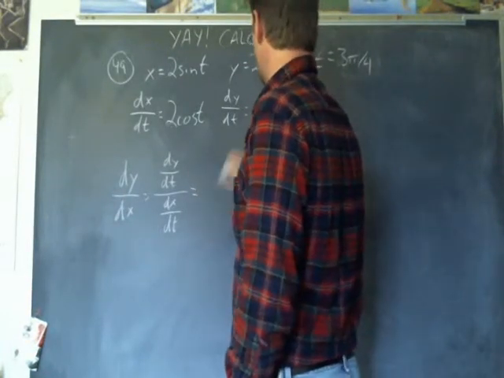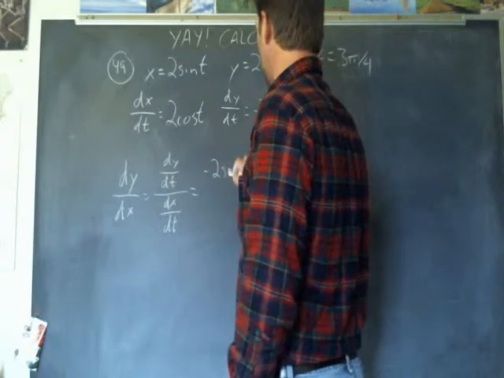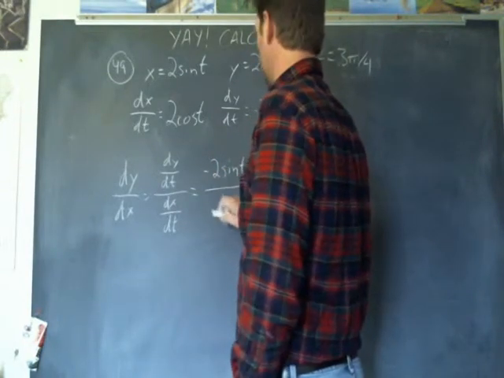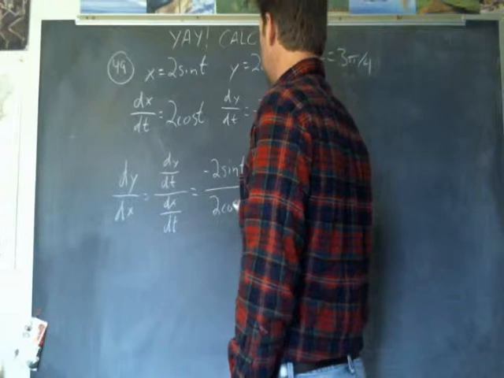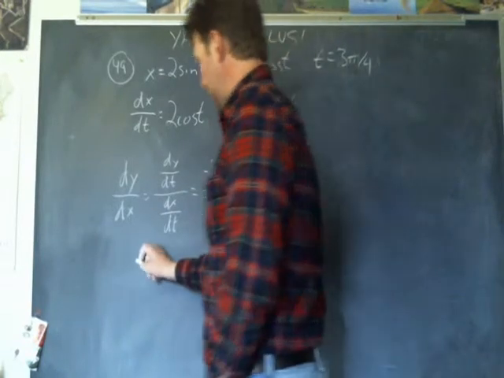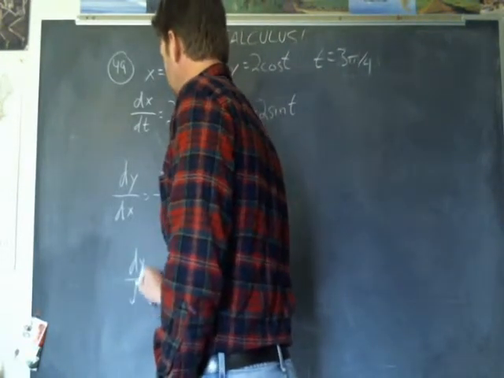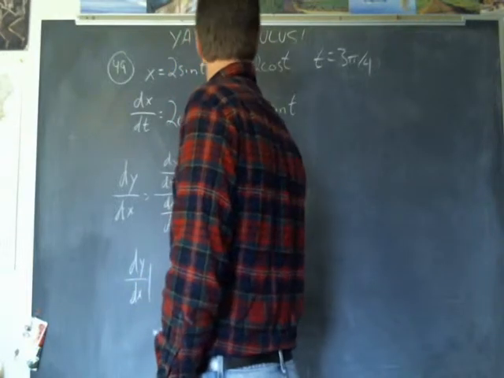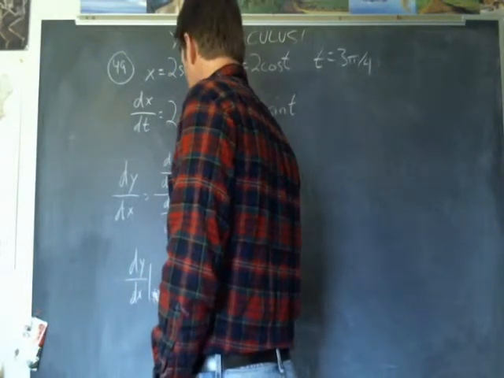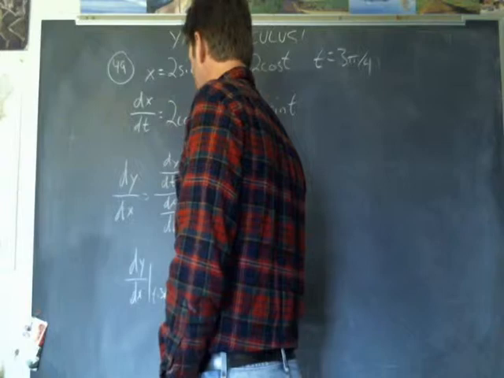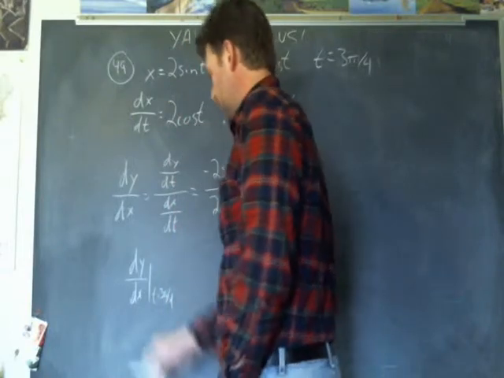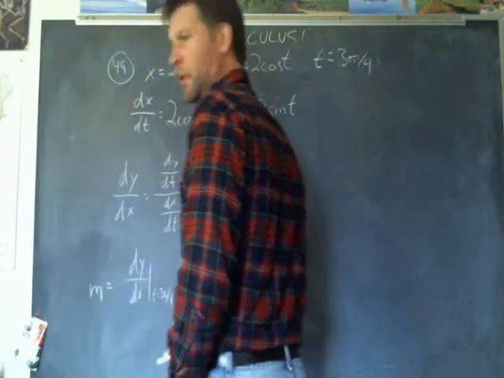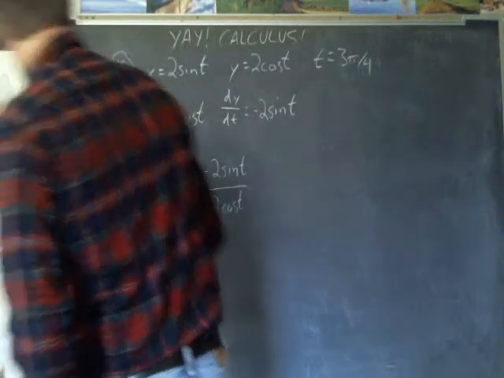So dy dx is negative 2 sine of t over 2 cosine of t. So we'll evaluate dy dx at t equals 3 pi over 4. This will be the slope of our tangent line. We just need a tangent line, right? Yeah, good.